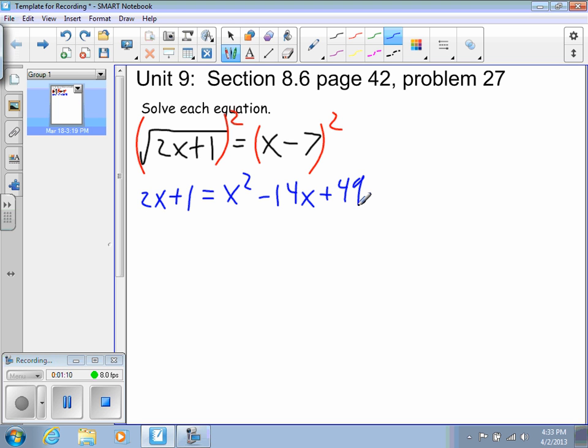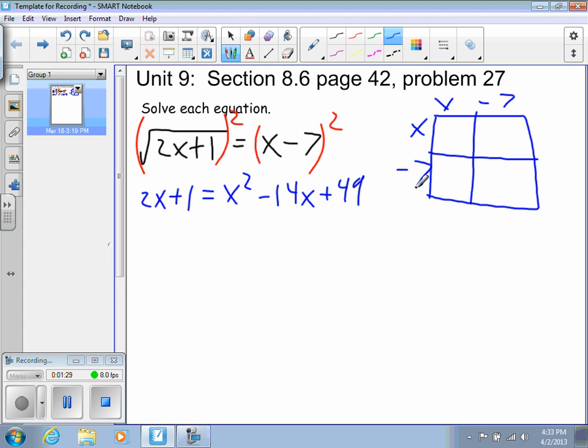Now let me use the box to multiply this out to show that that works, and also to show the other way that you can get this if you don't remember your special products. So we've got x minus 7 times x minus 7. So x times x is x squared. X times negative 7 is negative 7x. Same thing here, we have a negative 7x. And right here we have negative 7 times negative 7 is positive 49.